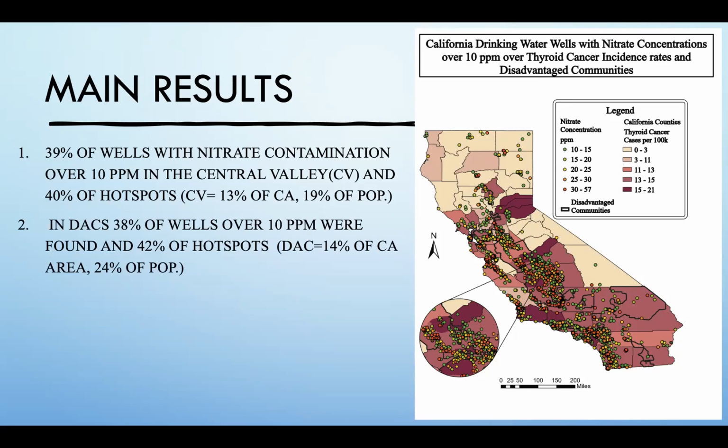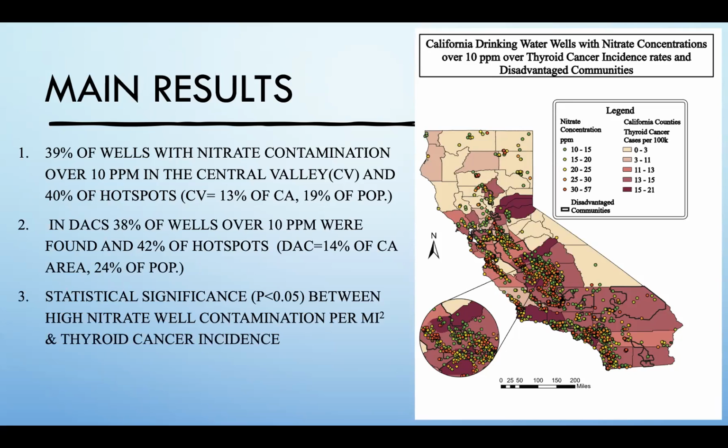And for disadvantaged communities, we also saw higher wells over 10 ppm and higher hotspots, 38% and 42%. Disadvantaged communities only make up 14% of the land area and 24% of the population. We did find statistical significance with the Spearman's rho correlation between high nitrate well contamination per square mile and thyroid cancer incidence.